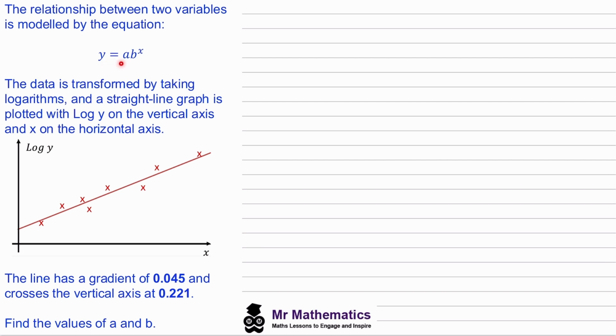We have y equals ab to the x. The y and the x are the variables, and the a and the b are the constants. Here, the a is the initial value when x equals 0, and b is the growth or the decay factor. So if b is greater than 1, the values will grow, and if b is less than 1, the values will shrink.